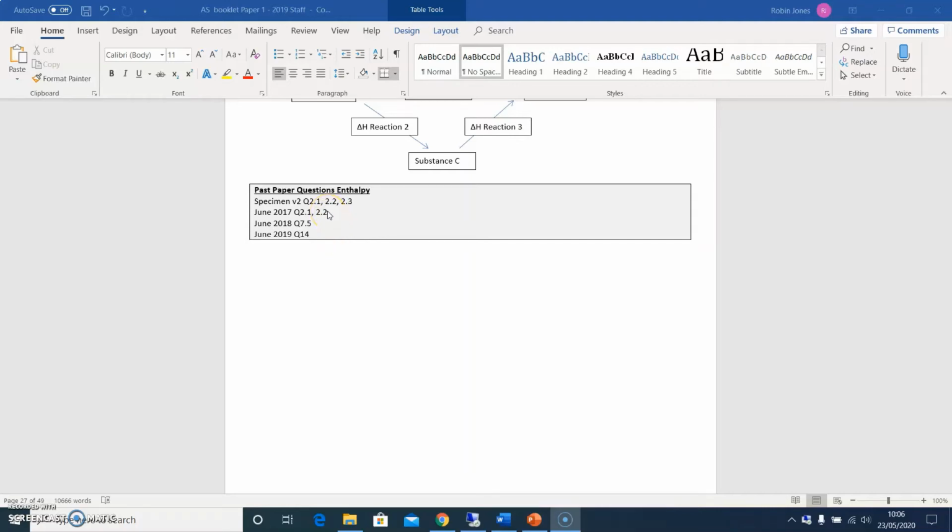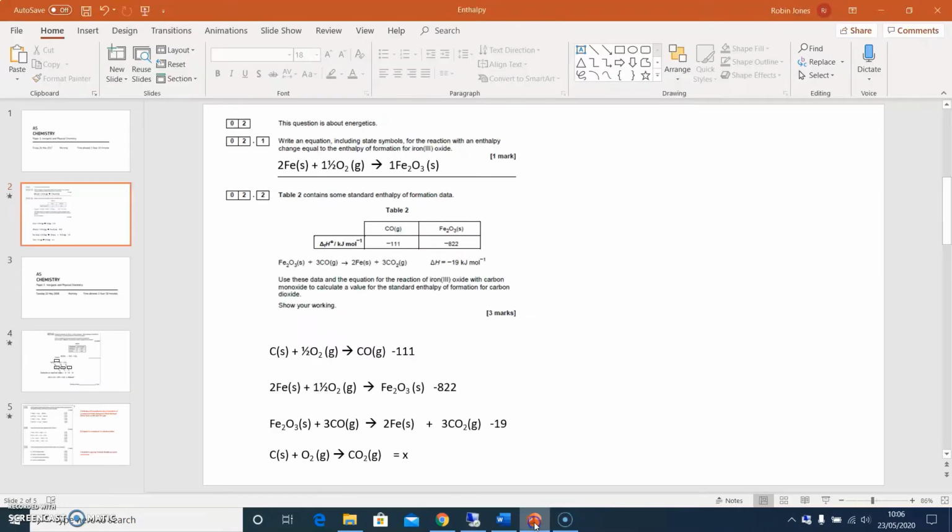Okay, let's look at June 2017, question 2.1 and 2.2. Write an equation including state symbols for the reaction with the enthalpy change equal to the enthalpy of formation of iron 3 oxide. So formation means that you're making 1 mole of something.